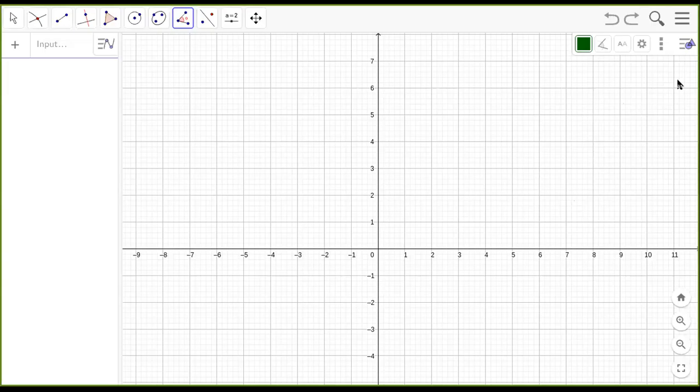Okay, are you seeing my screen? You can see the GeoGebra interface there. Yes, can you see the interface there?